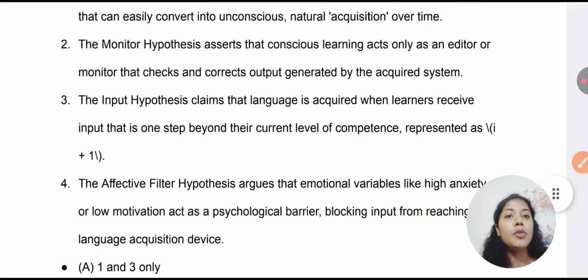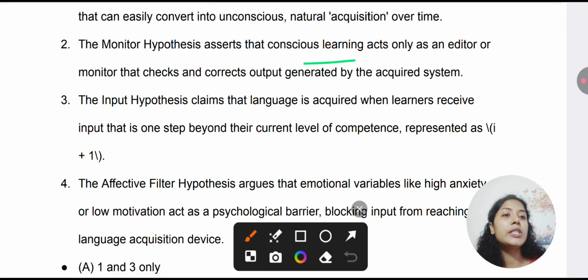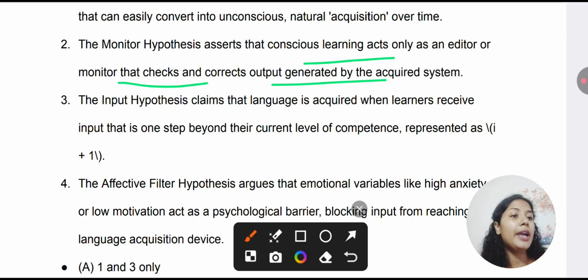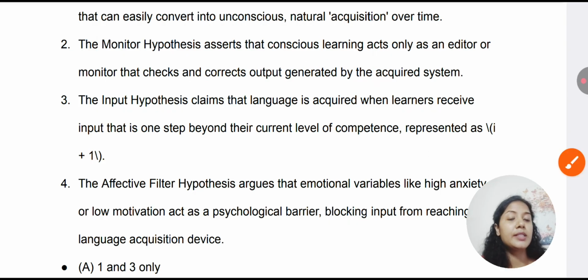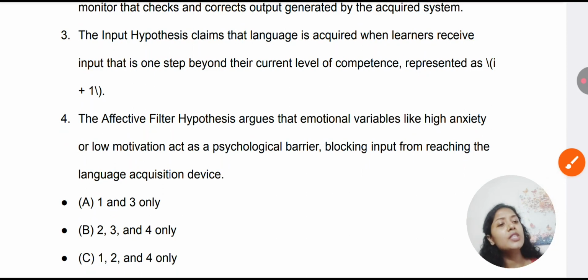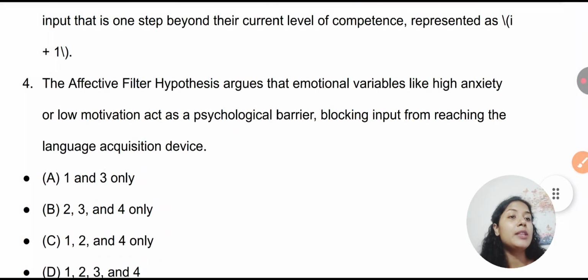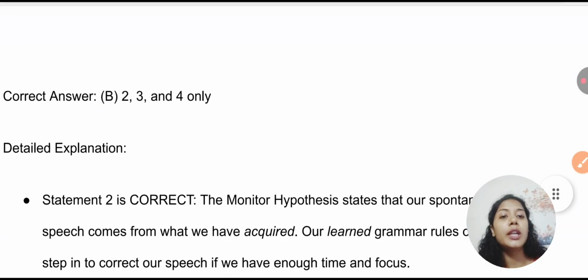Okay. So the monitor hypothesis asserts that conscious learning acts only as an editor or monitor that checks and corrects output generated by the acquired system. The input hypothesis claims that language is acquired when learners receive input that is one step beyond their current level of competence. Competence you can simply understand like this, your capacity. The affective filter hypothesis argues that emotional variables like high anxiety or low motivation act as a psychological barrier, blocking the input from reaching the language acquisition device. Okay, so this is the correct answer.